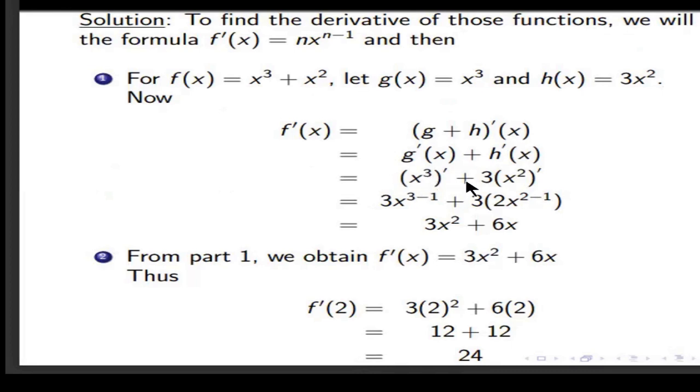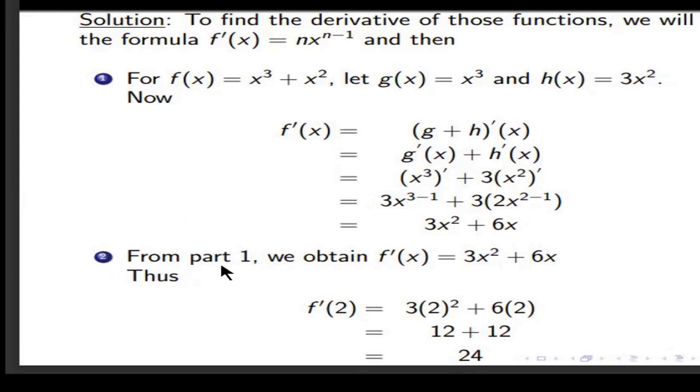So the derivative of x cubed plus the derivative of 3x squared, which is equal to, by using the formula, 3 times x to the power of 3 minus 1 plus 3 times 2 times x to the power of 2 minus 1, bringing down the 2, using this formula. Now, which is equal to 3x squared plus 6x. So f prime for any x is 3x squared plus 6x. This is the formula for the derivative of the function x cubed plus 3x squared.